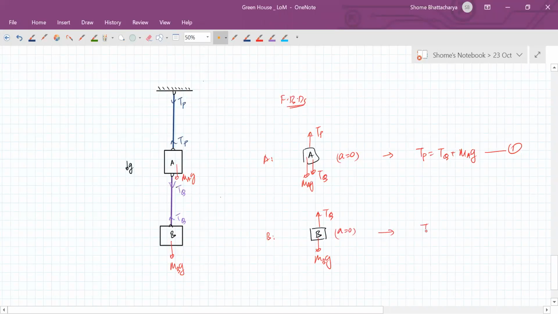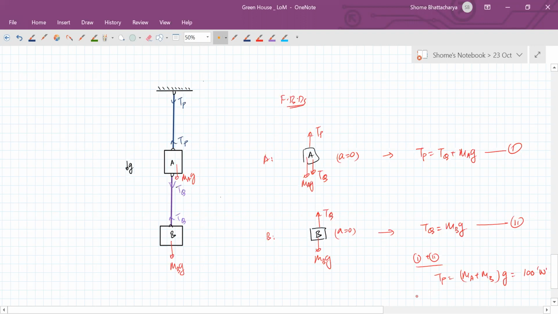So for this directly we have TQ is equal to the weight of this block. Now you have two unknowns, tension in P and Q, and you have two equations. So that's all you require. So take equation 1 plus 2. TQ will cancel out. You will get tension in P is equal to the sum of the masses into g. So that you will work out, will come out to be 100 newtons.